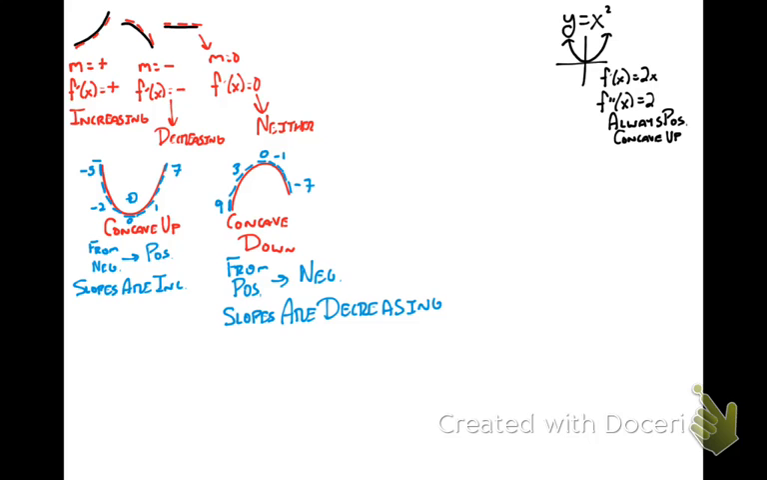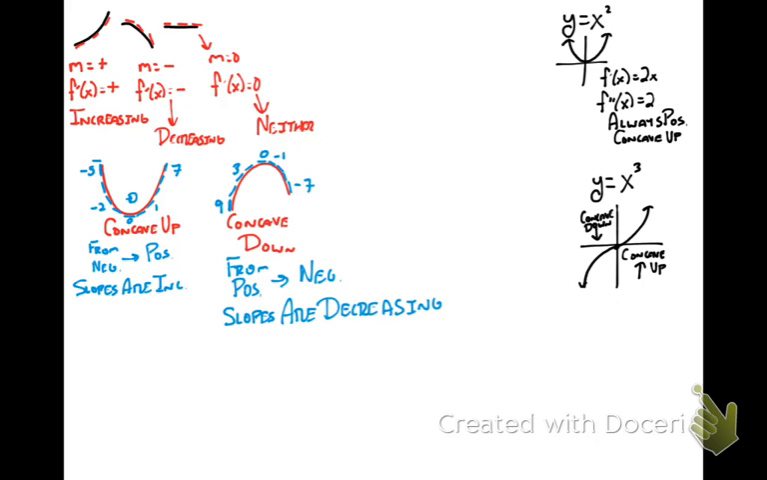Let's contrast that with a different graph that we should be familiar with, y equals x cubed, where graphically y equals x cubed has this kind of shape to it. And notice that when x is less than 0, our graph is concave down. And when x is greater than 0, our graph is concave up.